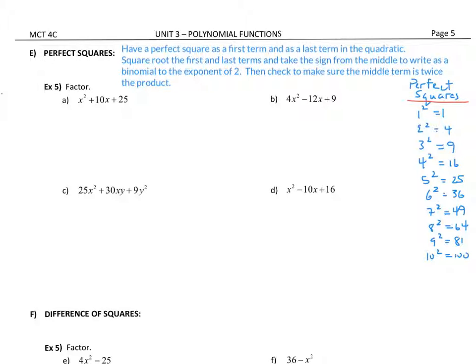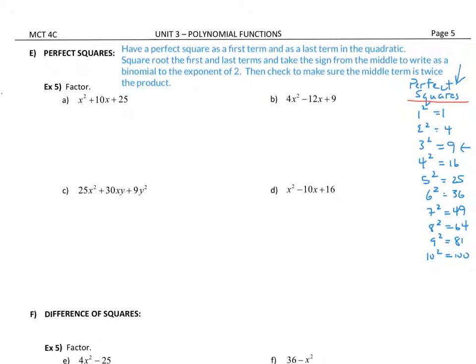So a perfect square has a perfect square as the first term and as the last term of the quadratic. So I've written over here the first 10 perfect squares. These are numbers that you can square root and get a nice whole number for them. So 1 squared is 1, 1 is a perfect square. 2 squared is 4, 4 is a perfect square. 3 squared is 9, 9 is a perfect square, and so on.